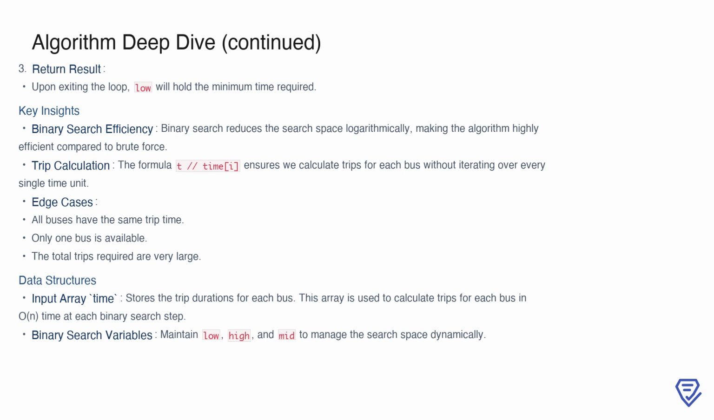This optimized approach leverages the efficiency of binary search, which reduces the search space logarithmically, making it far superior to the brute force method. A key insight here is the use of the formula t / time[i] to calculate the trips for each bus in constant time. This eliminates the need to simulate every single time unit, allowing us to compute the total trips in n time for each binary search iteration.